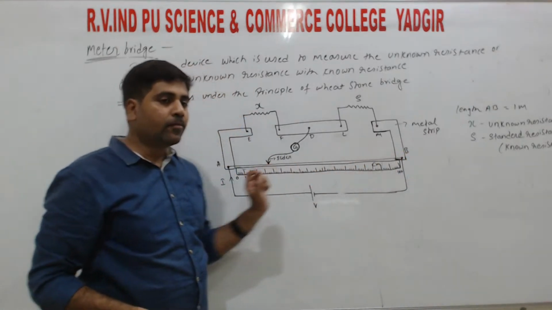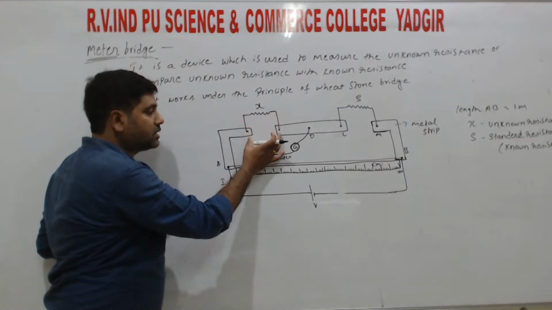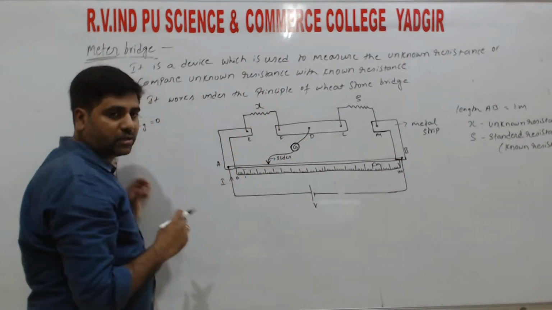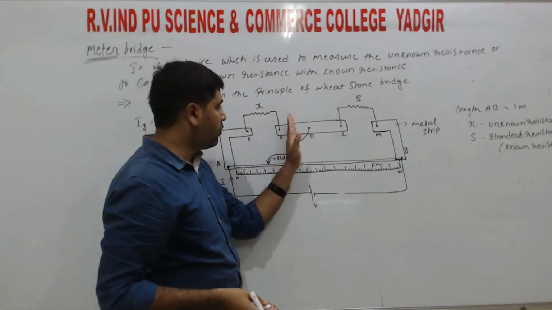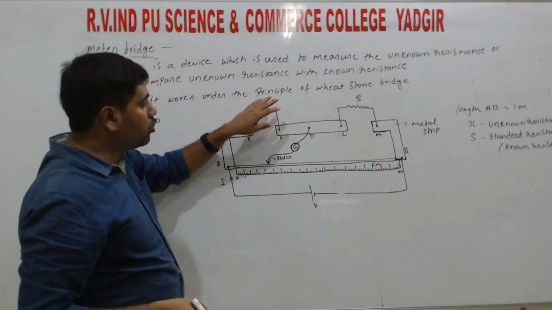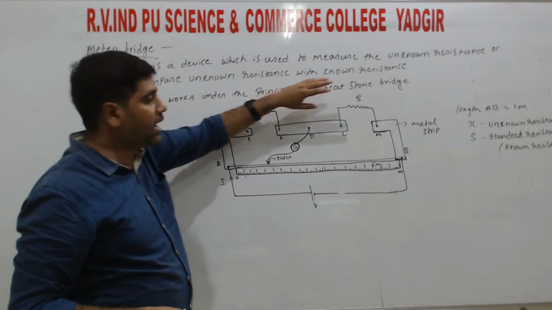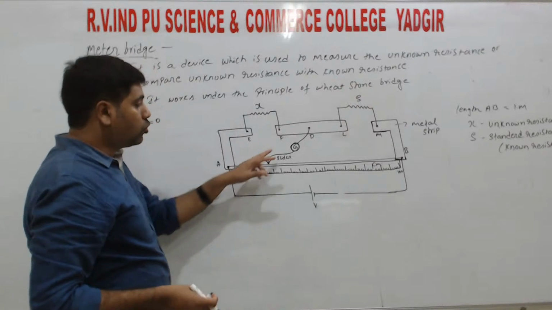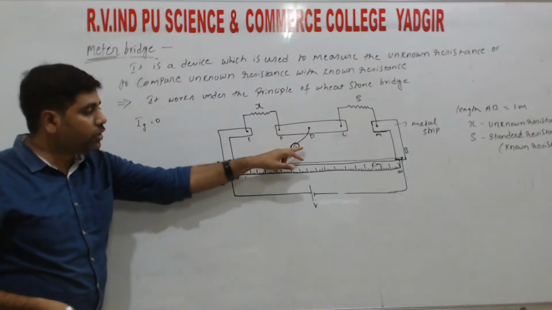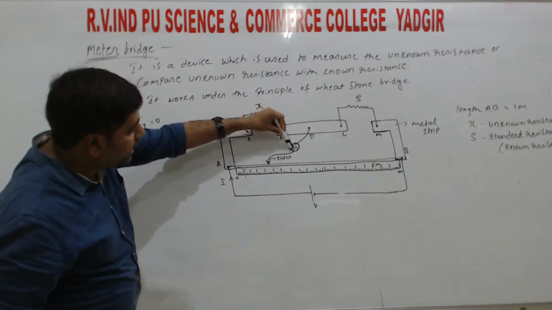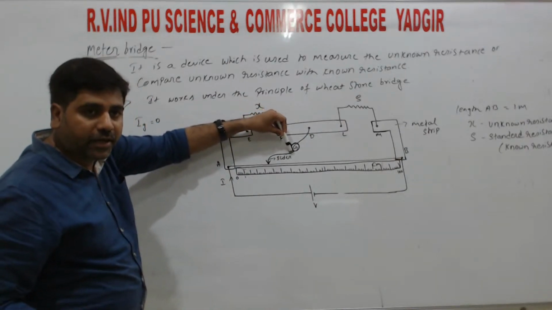So that means the unknown resistance is always placed at the left side of the bridge, right? Here we have two gaps, one is the left gap and the other is the right gap. In the left gap we always fix the unknown resistance, and in the right gap we fix the known resistance, right? So to make the current flowing through the galvanometer 0, we are going to slide the slider which is connected to the galvanometer.